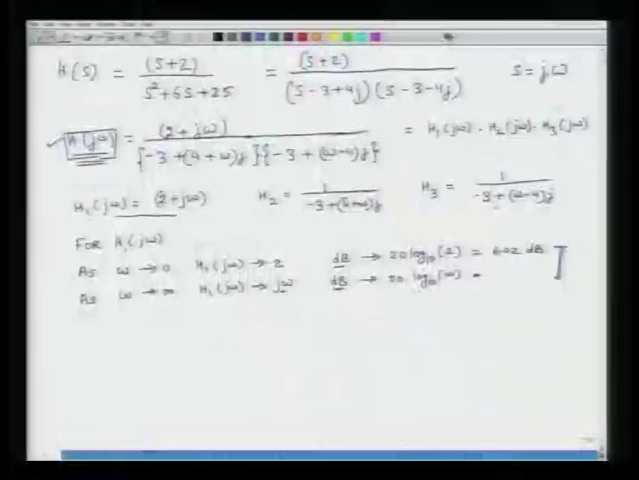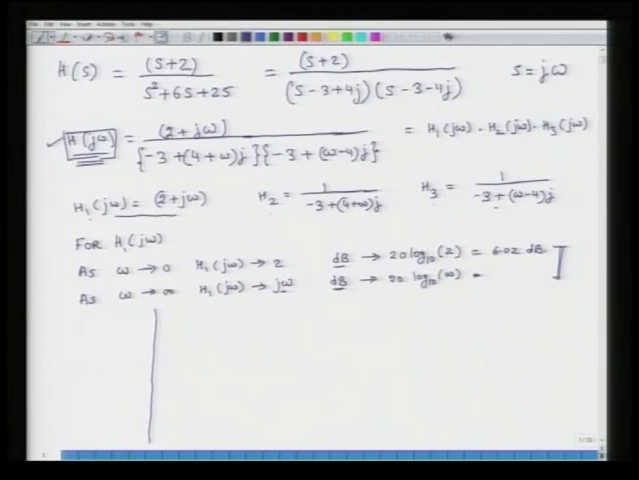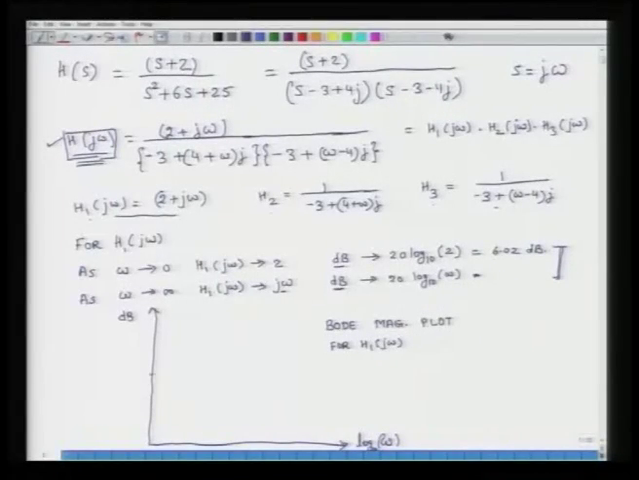So for H1, the Bode magnitude plot is going to look something like this. On the horizontal axis, I am plotting logarithm of omega, and again it is logarithm on base 10. And on the vertical axis, I am plotting decibels. I know that my low frequency asymptote is a horizontal line. It's a horizontal line which cuts the y axis at 6.02 decibels.